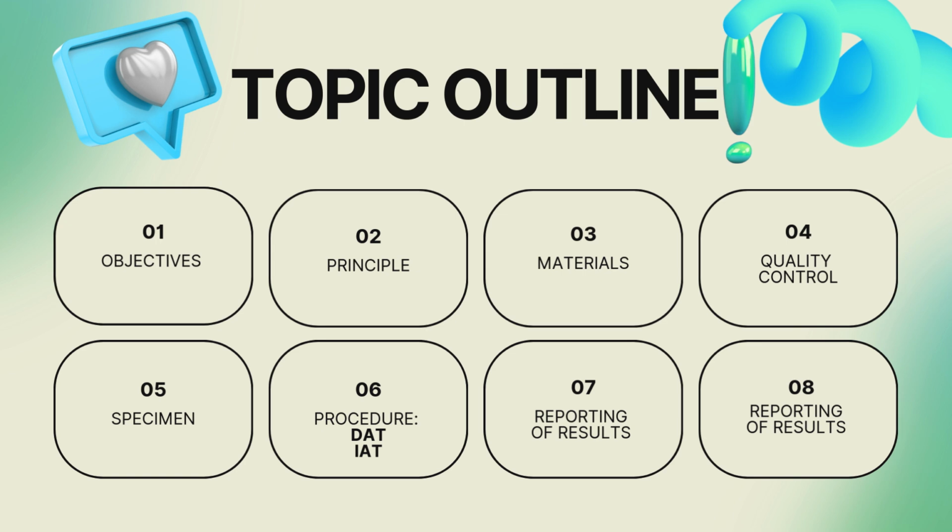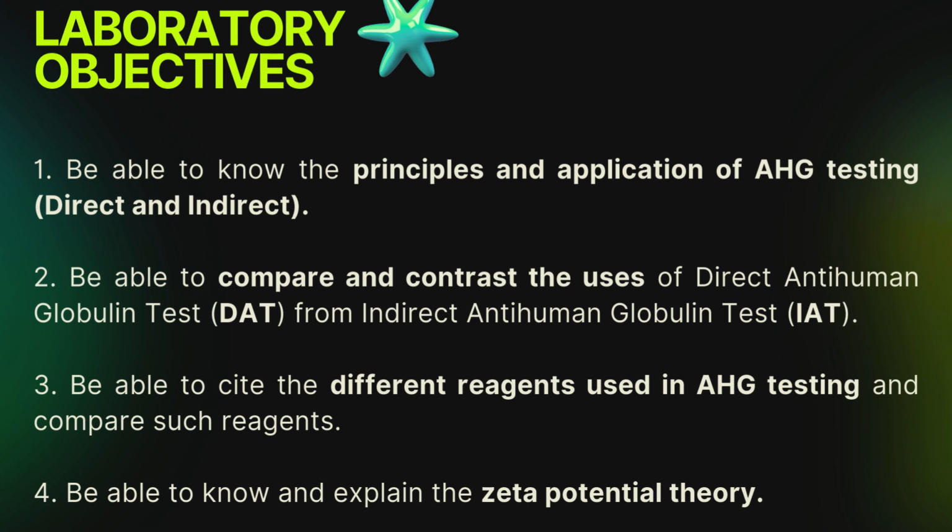Next, we'll discuss the specimen types needed and the materials required for conducting these tests effectively. This will be followed by a detailed look into your quality control to ensure accuracy in your results. And finally, we'll cover the reporting of results, which is a very crucial step in communicating findings accurately and effectively. Throughout this presentation, remember that our goal is not only to understand the technical aspects, but also to appreciate the importance of these tests in ensuring patient safety.